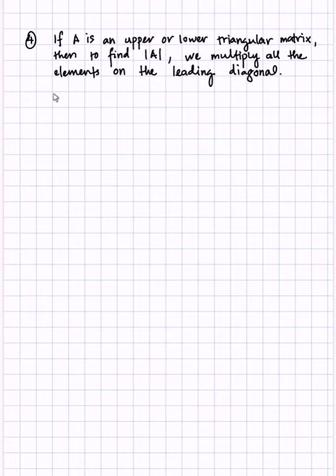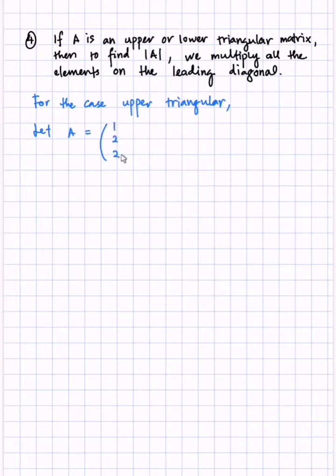Katakan awak punya matrix A ni, for the case, upper triangular, mana-mana je lah, triangular, okay, let the matrix A equals to 1, 2, 2, 0, 0, 3, 0, 4, 2.